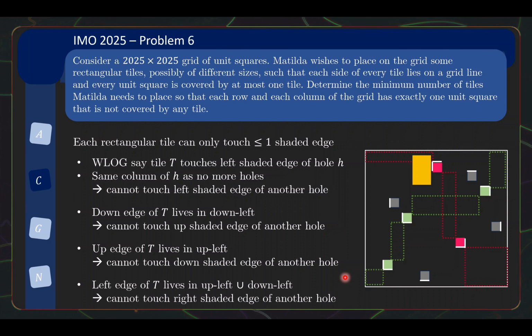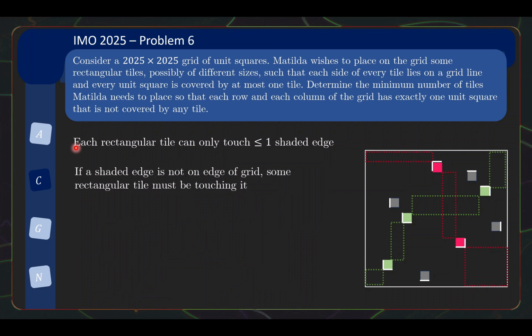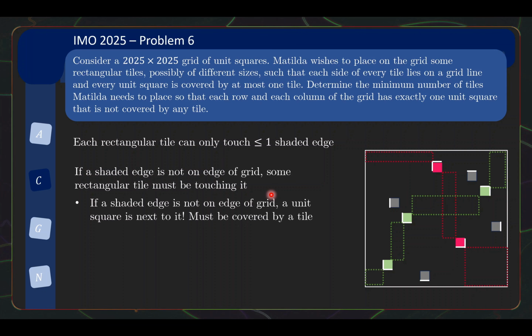Okay, yes. And then lastly, the left edge one is the most straightforward. It basically leaves towards the left and cannot touch the right shaded edge of another hole. You can check this by using a very similar logic. But in essence, all that is to prove this relatively intuitive statement that each rectangular tile can only touch at most one shaded edge. And at the same time, observation 2 is that if a shaded edge is not on the edge of the grid, some rectangular tile must be touching it. This one is more obvious.